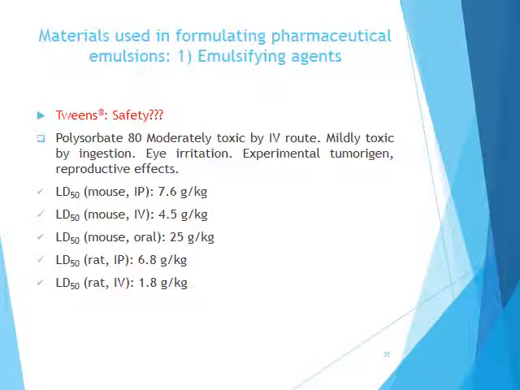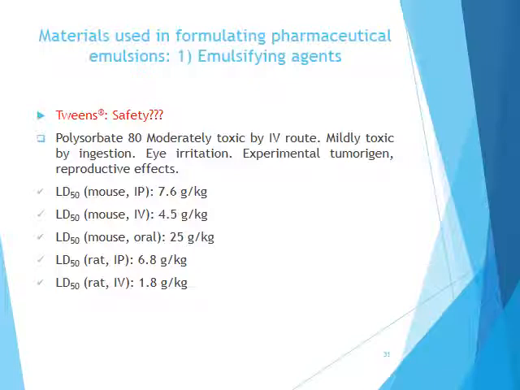The LD50, using different routes and different models, for example the mouse and the rat. As you can see here, using the intraperitoneal route in mouse, the LD50 is 7.6 grams per kg, while using the IV route the LD50 is 4.5 grams per kg. If we move to the oral route of administration, it is 25 grams per kg. So according to the route of administration, we have different limits for toxicity.